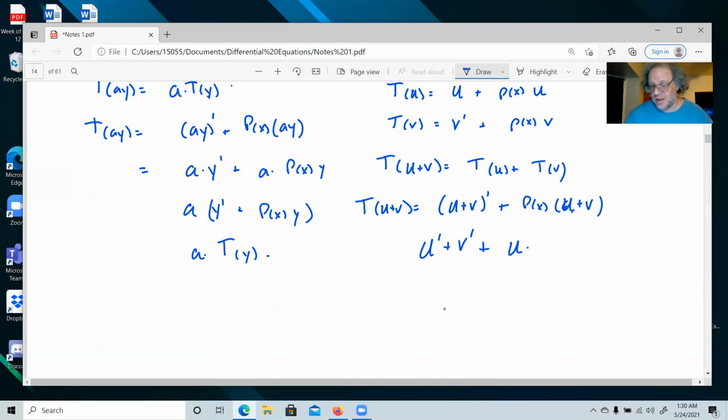So this is p of x times u plus p of x times v. And then we separate them out. I'm trying to be careful about doing this because I know some of you guys are in college, in linear algebra. And I want to demonstrate, if you have to prove this, this is the kind of thing that you're doing. This is what they want to see when they say prove.